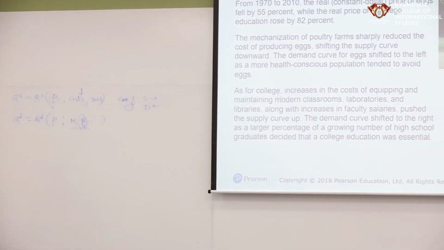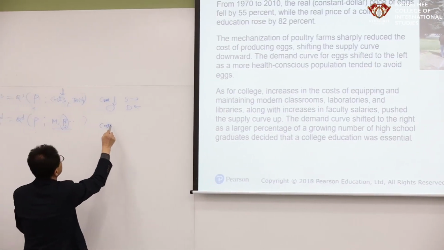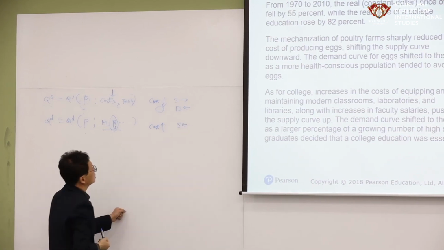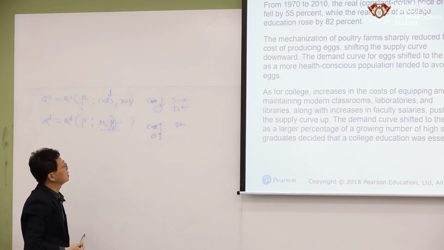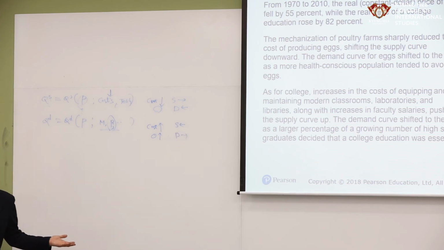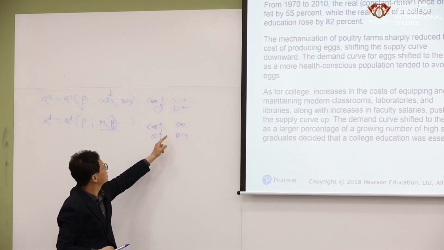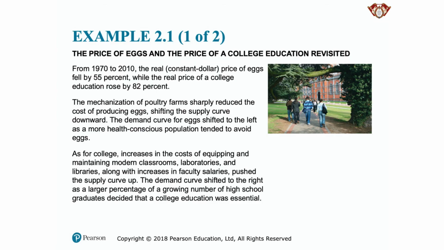But what happened in college? Costs increased greatly in college education, so the supply curve shifts to the left. And demand for college education increased, so the demand curve shifts to the right, like this. So in this case, the price of eggs decreased, whereas the price of education increased greatly in the latter case. That is explained here.